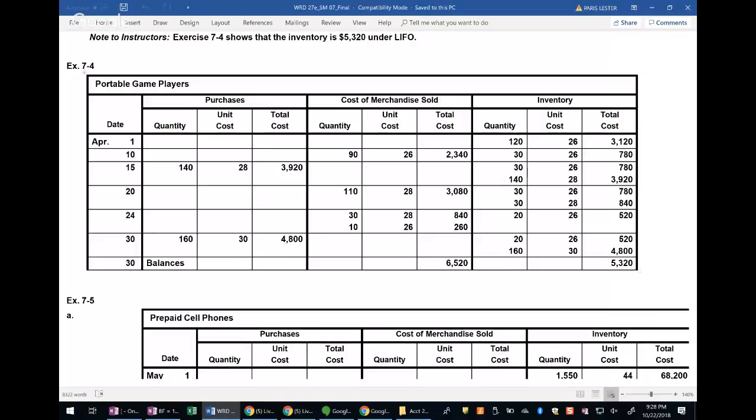So now we've got to look at some other more complicated methods. Inventory on the balance sheet is just a current asset. And that's where you'll find it. Okay, but right now we're going to page 368, which is the appendix.